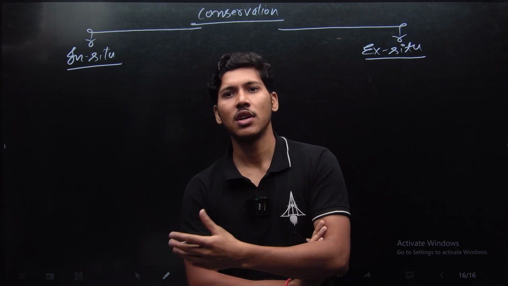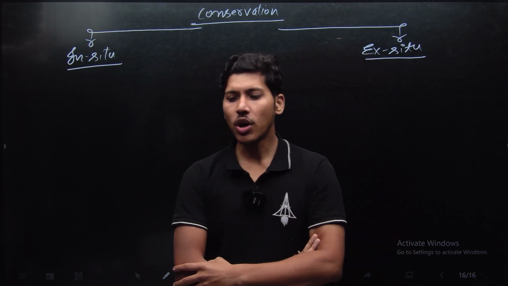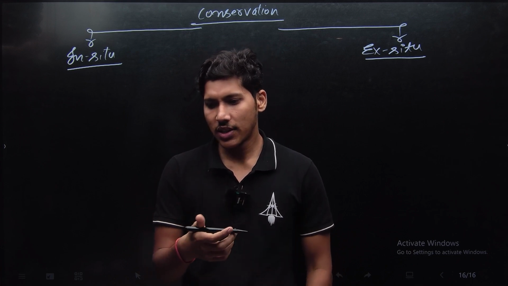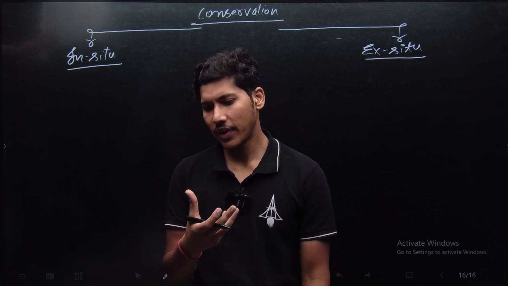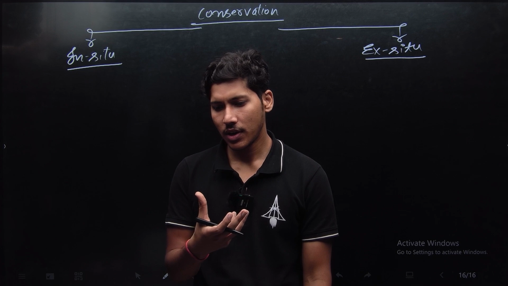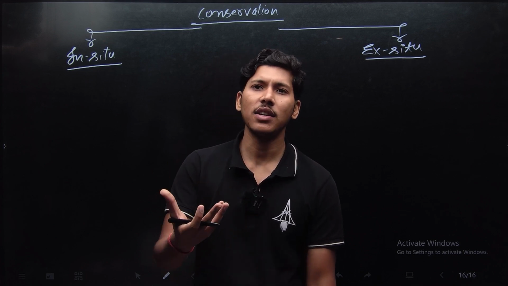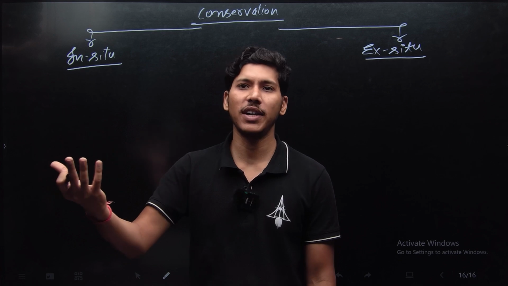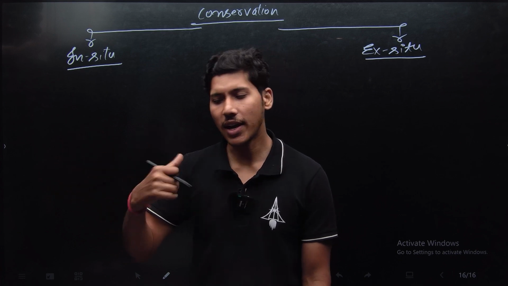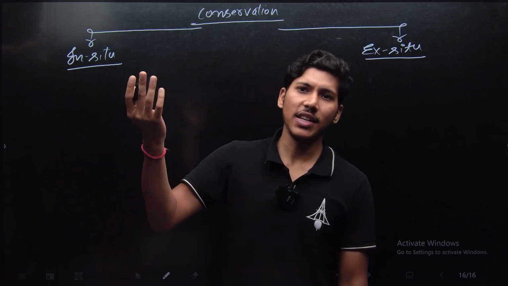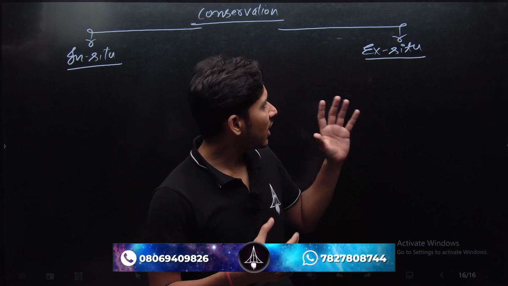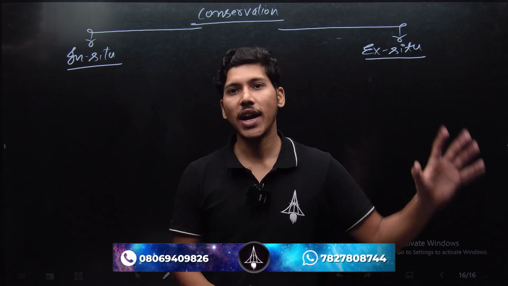But yes, more or less, we are trying to conserve it, but we are not able to, because of different reasons. So let's see how we can conserve biodiversity. It can be done in 2 ways: in situ and ex situ.